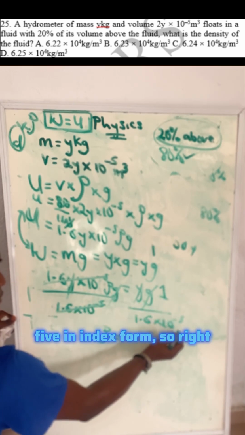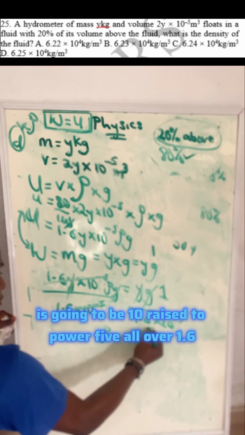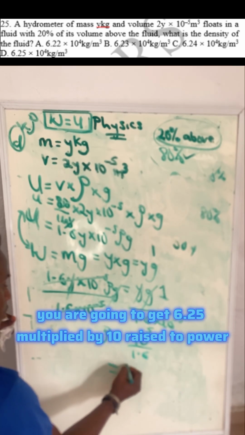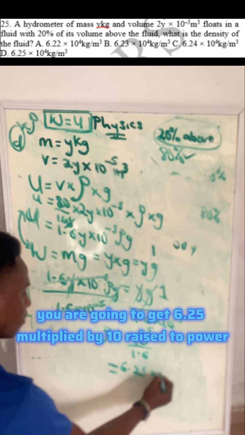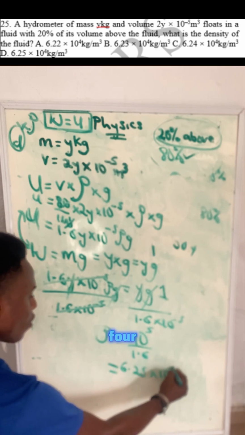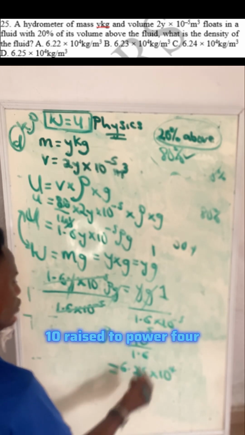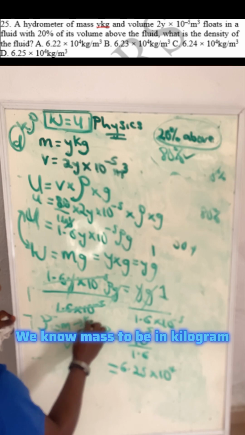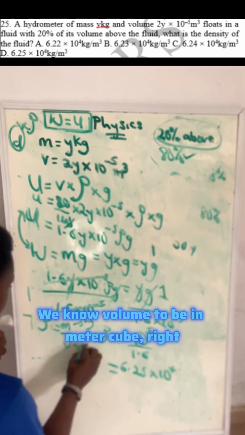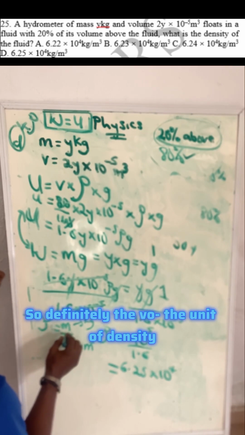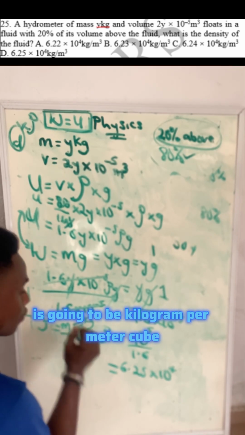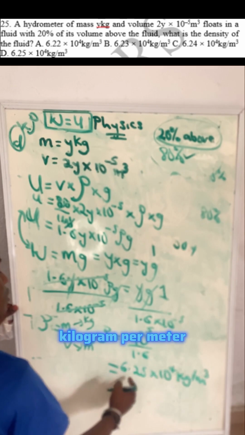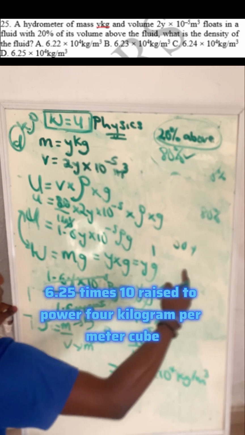So 1 over 10 raised to the power minus 5 in index form is going to be 10 raised to the power 5 over 1.6. By the time you press this on your calculator, you are going to get 6.25 multiplied by 10 raised to the power 4. So what is the unit of density? Density is mass over volume. We know mass to be in kilogram and volume to be in meter cube, so definitely the unit of density is going to be kilogram per meter cube. So the final answer is 6.25 times 10 to the power 4 kilogram per meter cube.